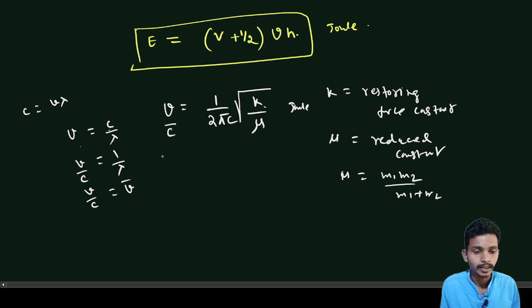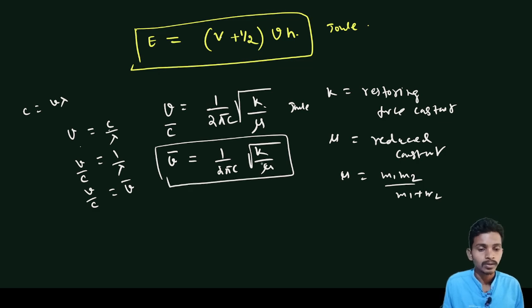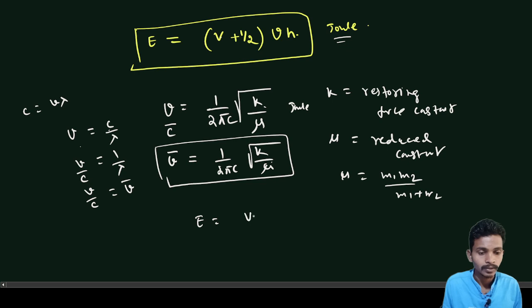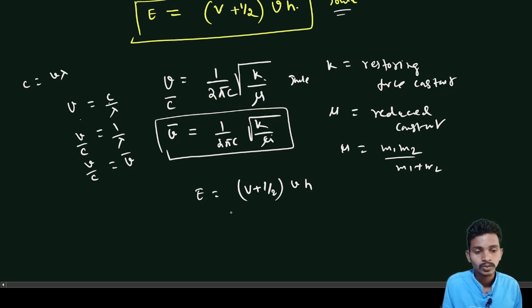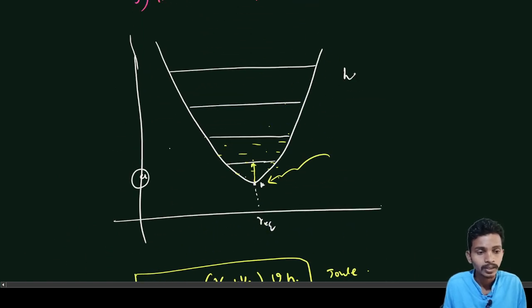So I can write nu upon C as the wave number. This equals 1 upon 2 pi C times the square root of K upon the reduced mass. Okay. Now this energy is also in joule, so I want this also in centimeter inverse. So what will I do? E equals what value? E equals v plus half, nu H. Now we are discussing this, which is actually harmonic oscillations. This is harmonic oscillations.